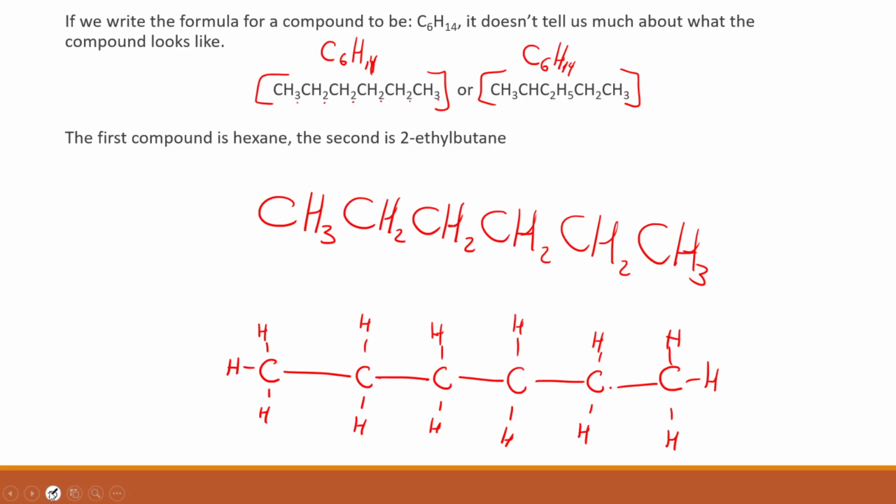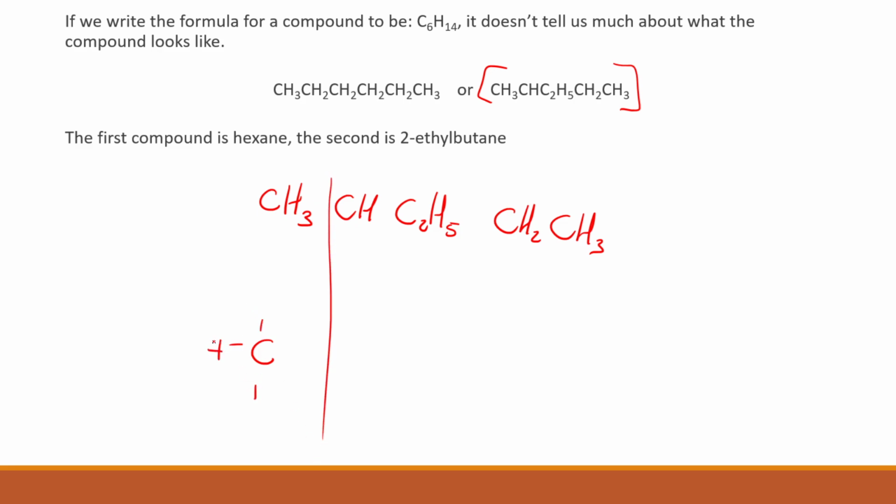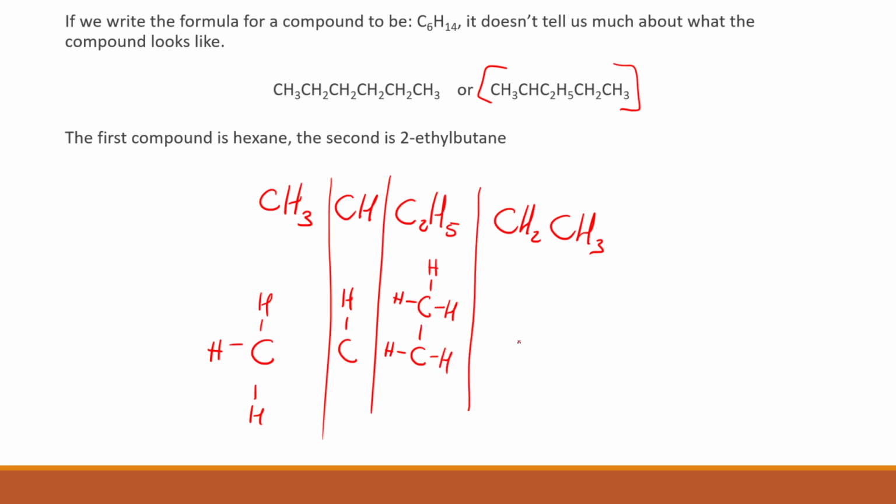If I look at the other example that they have given me, this one over here, CH3, CH, C2H5, CH2, CH3. I'm going to draw exactly the way I did before. A C connected to 3 H's, a C connected to 1 H, 2 C's and 5 H's, a C connected to 2 H's, and a C connected to 3 H's.